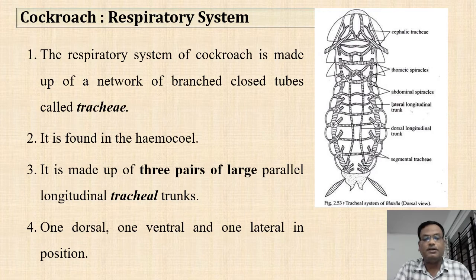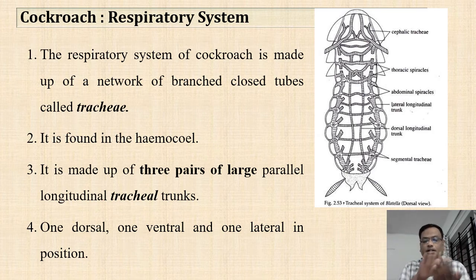tube-like structures called trachea. Now this system of trachea is mainly made up of three pairs of large parallel longitudinal tracheal trunks. That means we find three major tracheal trunks running from anterior to posterior part. One pair of tracheal trunk is on the dorsal side, I mean on the upper side, and one pair we find on the ventral side and another pair on the lateral side.